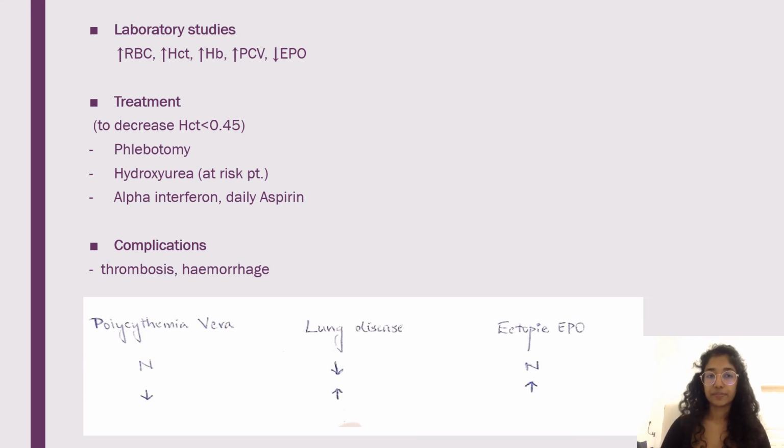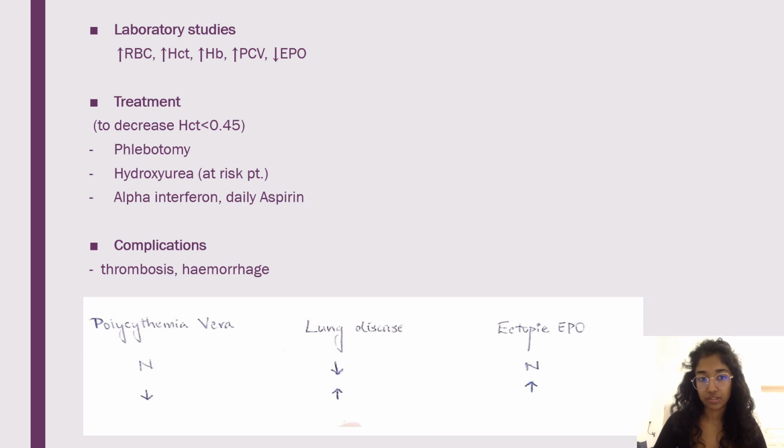Treatment of PV is aimed at decreasing the hematocrit to less than 0.45. So primarily the treatment includes phlebotomy, which is just to remove it, or you have hydroxyurea, which is used in the case of high-risk patients. Alpha interferon is preferred in the case of women of childbearing age. You can also administer aspirin in order to decrease the complications of hyperviscosity. Complications that arise as a result of PV, therefore, will include thrombosis and hemorrhage, again, as a result of the increase in blood viscosity.